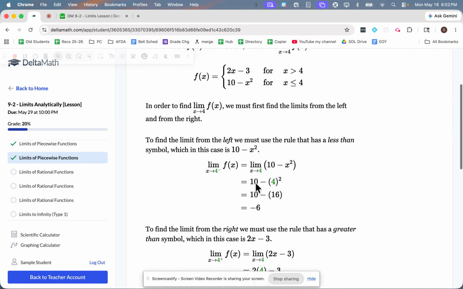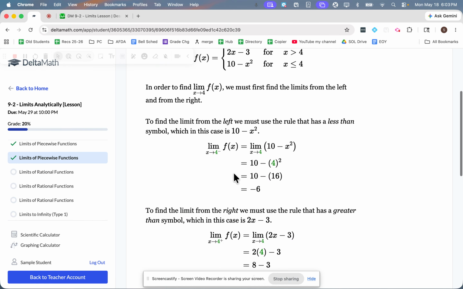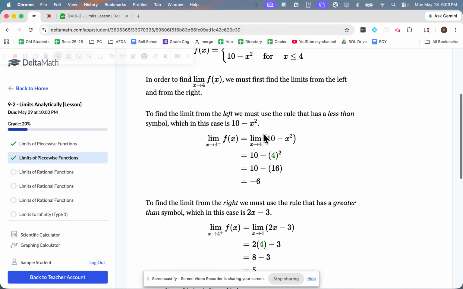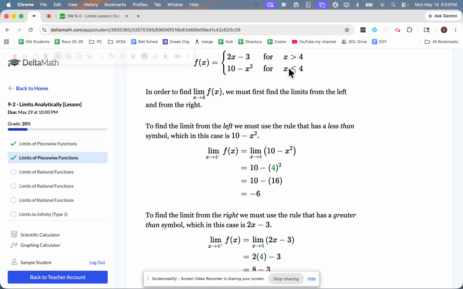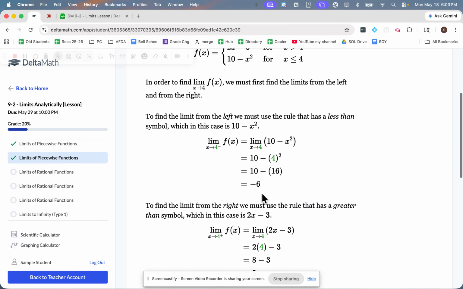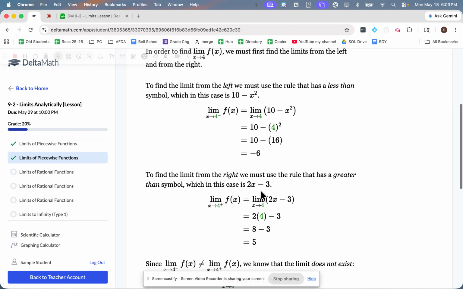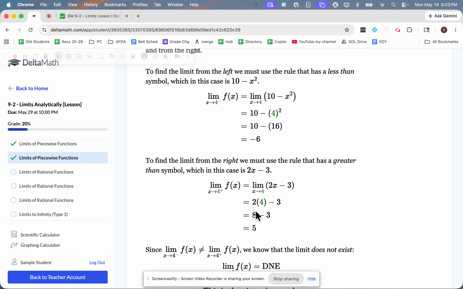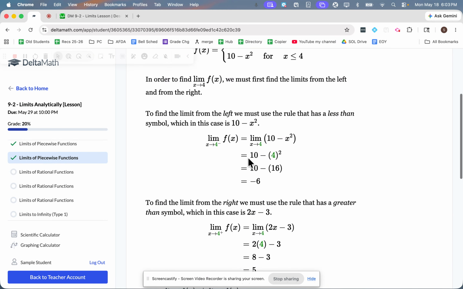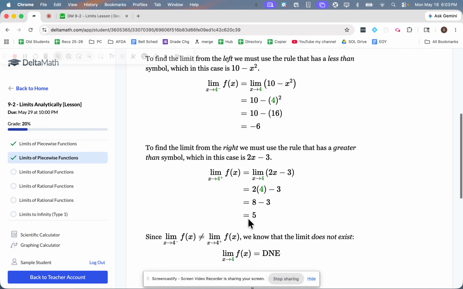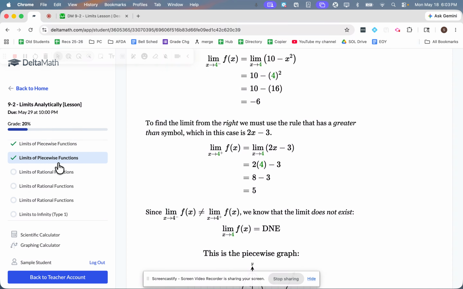Okay, so let's review. To find that limit as x approaches 4, we must find the limits from the left and the right. To find the limit, we use the rule to see which part of the function we're using. That's the left part of the function, so that was the -6. And then for the right-hand limit, we use the top piece. They're different, so it's DNE. Simple rule.